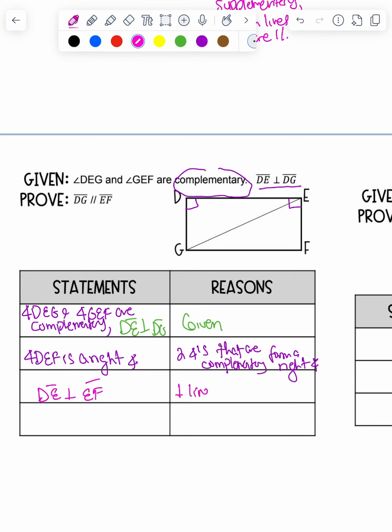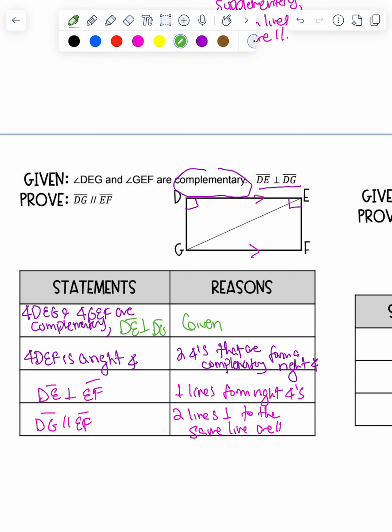And now we can actually say that DE is perpendicular to EF. And the reason for that is perpendicular lines form right angles. So since we showed that a right angle is formed, we now know that the lines are perpendicular. And so finally, we can say that this proves the lines parallel, because two lines perpendicular to the same line are parallel.